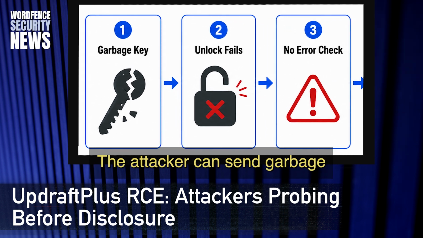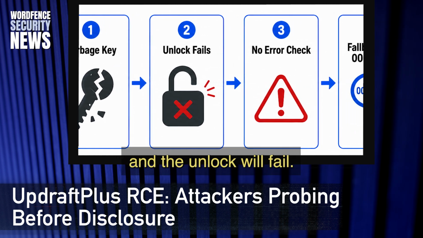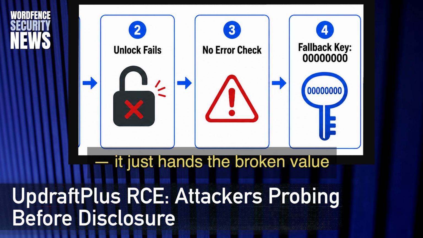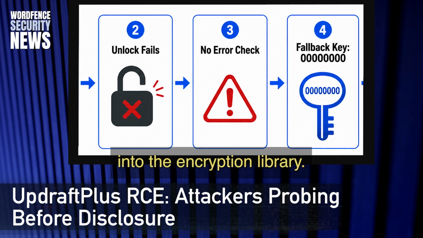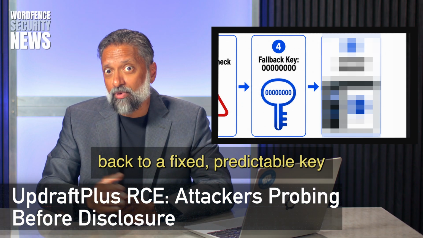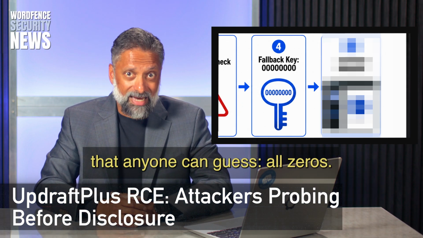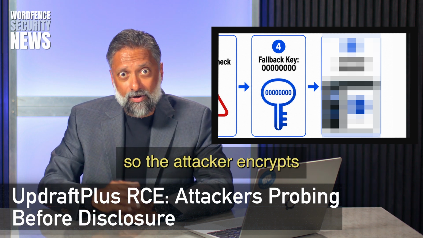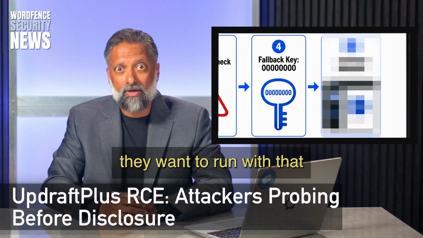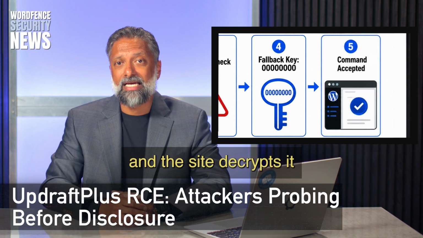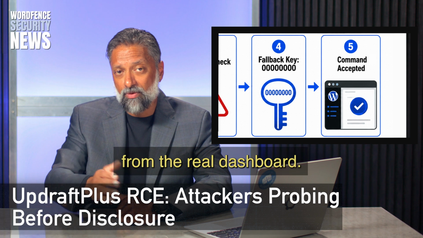The attacker can send garbage instead of a real key, and the unlock will fail, but the code doesn't bother to check the result. It just hands the broken value into the encryption library, and that library quietly falls back to a fixed, predictable key that anyone can guess: all zeros. The attacker knows that, so the attacker encrypts the command they want to run with that same all zeros key, sends it, and the site decrypts it as if it had come from the real dashboard.